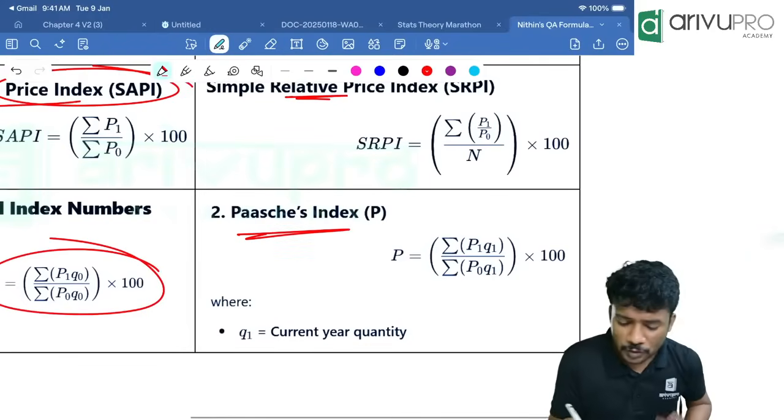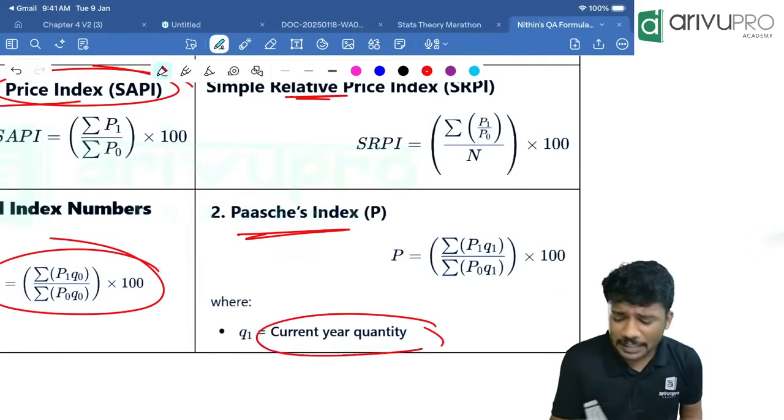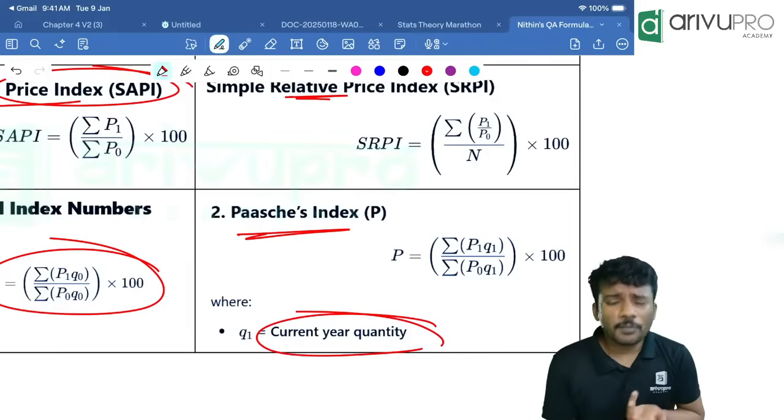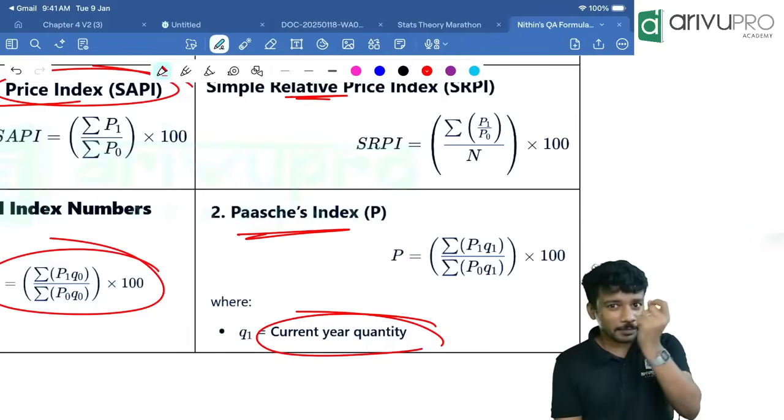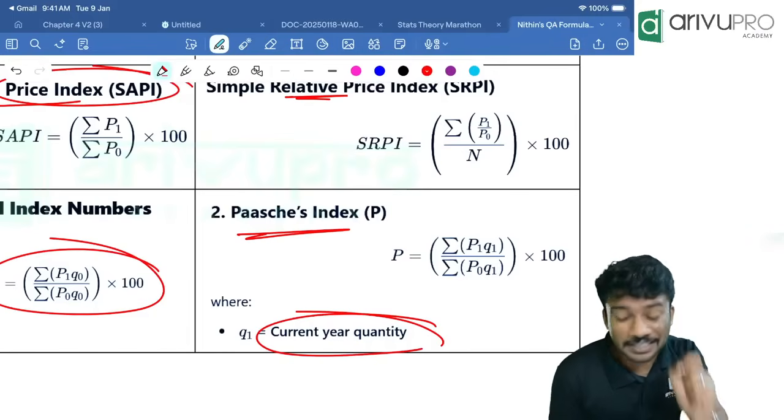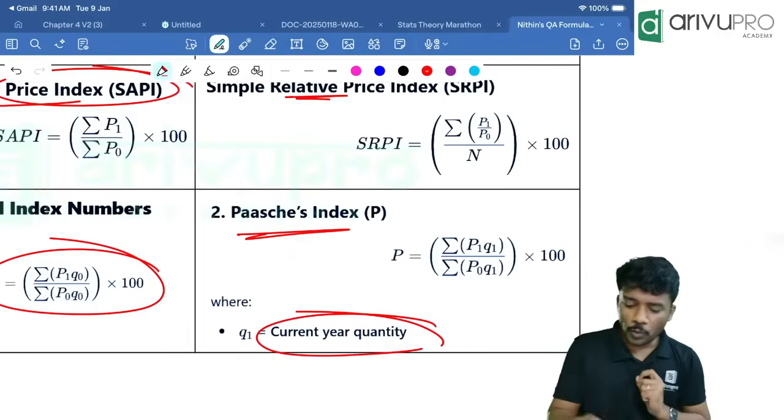In Paasche index number, what are we taking as the base? That is the current year quantity. The formula for Paasche will become what? Sigma P1 Q1 divided by sigma P0 Q1 into 100.